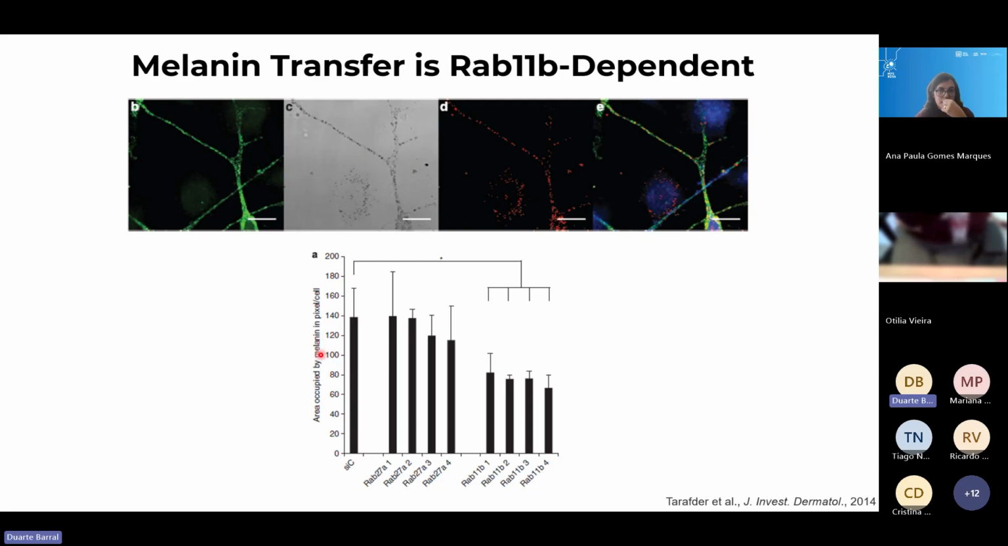Using this system where we can silence proteins like this one called RAB11B, we saw that this protein is required for melanin transfer because if we silence it, melanin transfer is significantly reduced compared to the control. So these studies are only possible if you culture the cells and if you have cells that you can silence, transfect, transduce, etc. So it's not possible in human tissues.